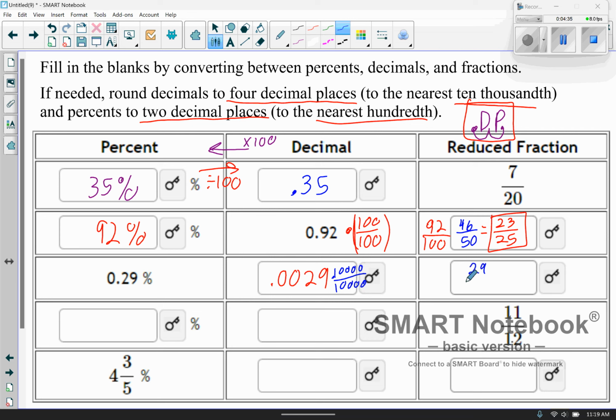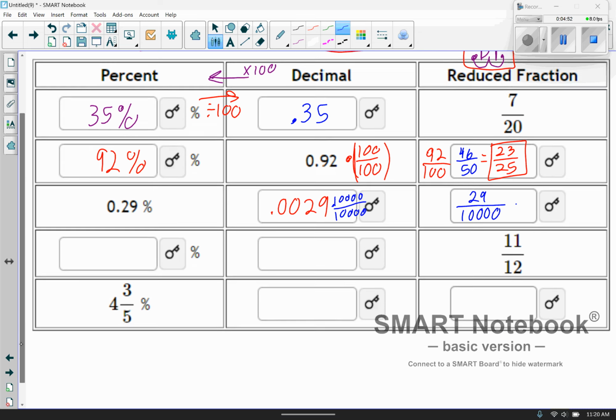So we're going to get to 29 over 10,000. And 29 is a prime number. And so 10,000 is not going to be divisible by that prime number. All right, moving on. We got a couple left here.